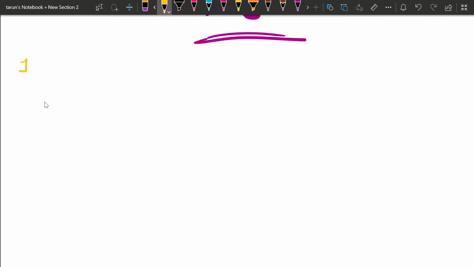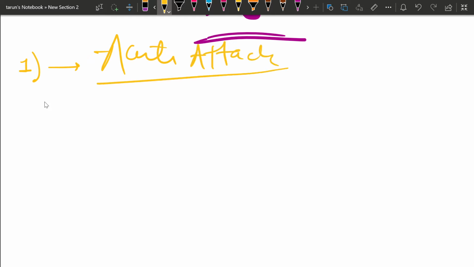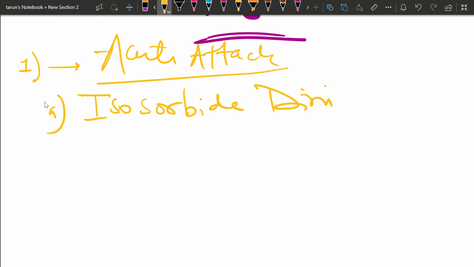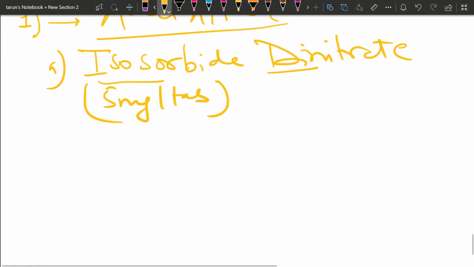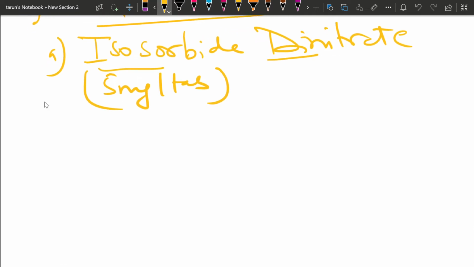For an acute attack of chronic stable angina, you first give isosorbide dinitrate, and the dose is 5 milligram per tablet. This is for the acute attack of chronic stable angina.